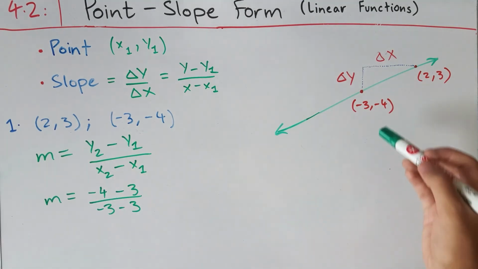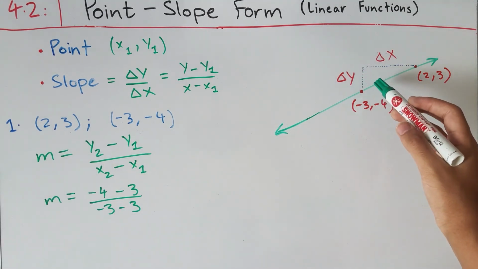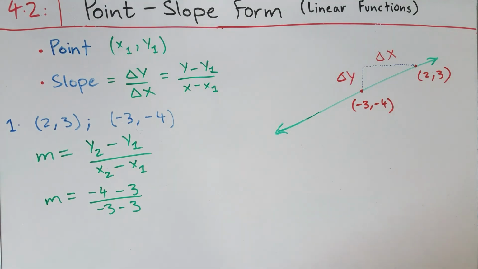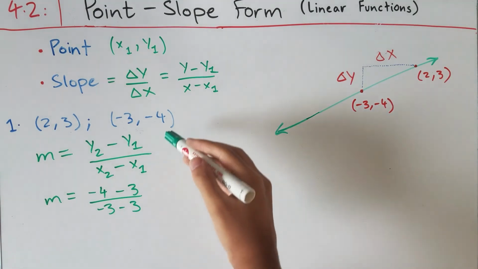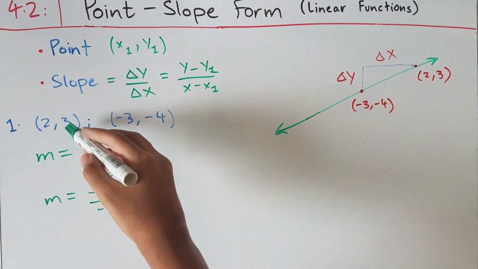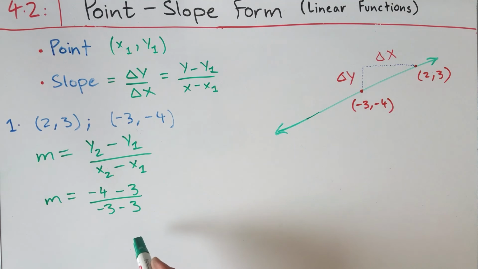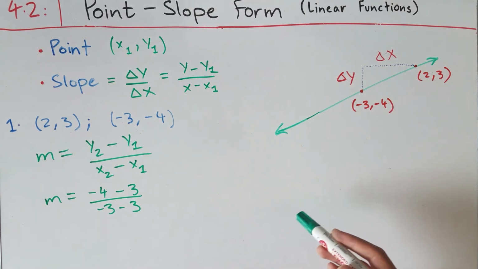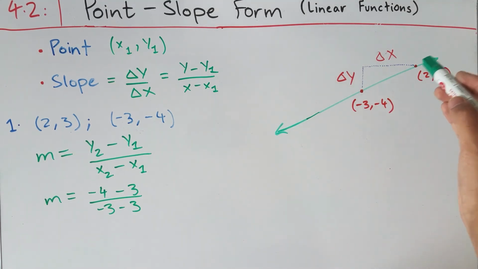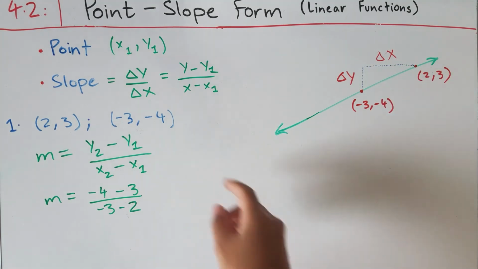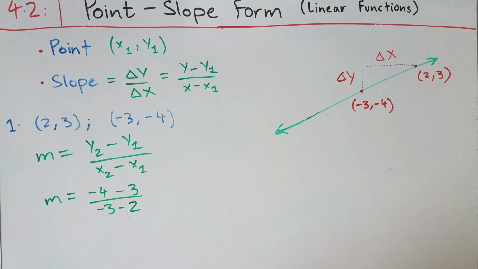We know that the change in y is represented by the difference between the y values of these 2 points. In this case, we have defined y2 to be negative 4 and y1 to be positive 3. So when we take the difference, we get negative 4 minus 3 divided by the change in x. To find the change in x, we take the difference between the x coordinates. So our change in x would be x2, which is negative 3, minus x1, which is positive 2 in this case. And then we can simplify this to get the m value. And it turns out that the gradient or the slope is equal to 7 over 5.